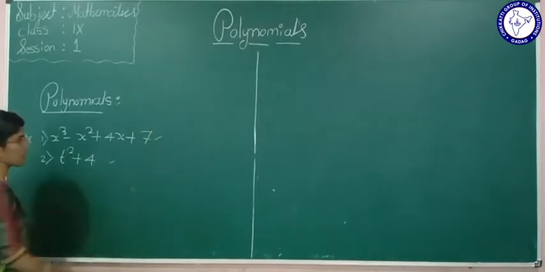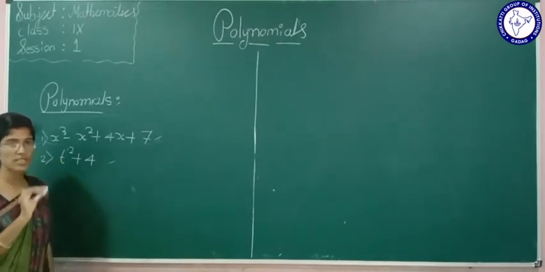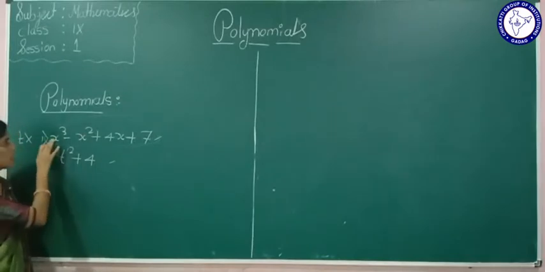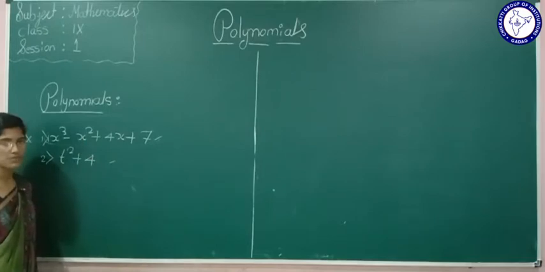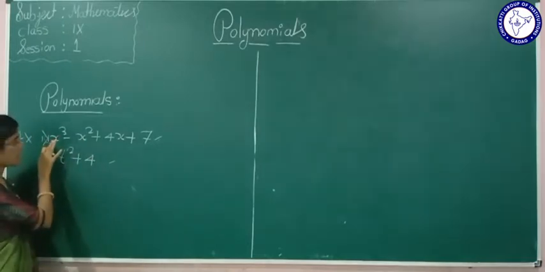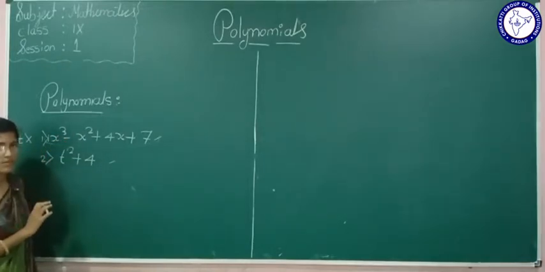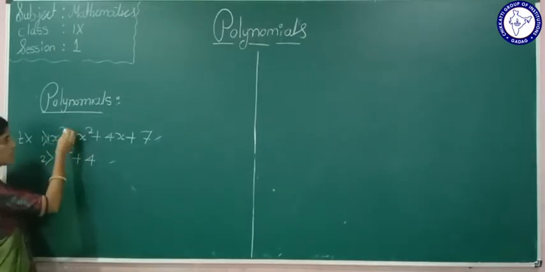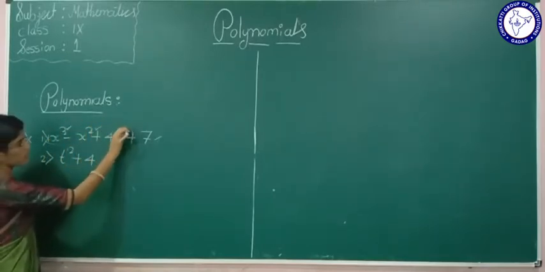These two are polynomials. Why? Now see here, this is an algebraic expression, yes or no? I told you what an algebraic expression is, right? Definitely this is an algebraic expression because it's a combination of constants, variables and some operations. In which variables are there, right? What is the variable here? Here x is the variable. Now see the power of the variable. How are the powers of the variable? Here the power of the variable is 3. Here the power of the variable is 2. Here the power of the variable is 1.